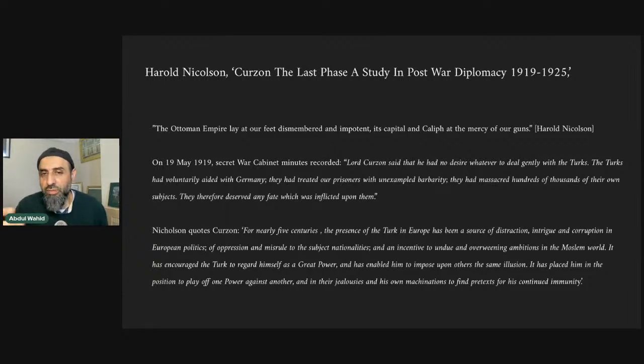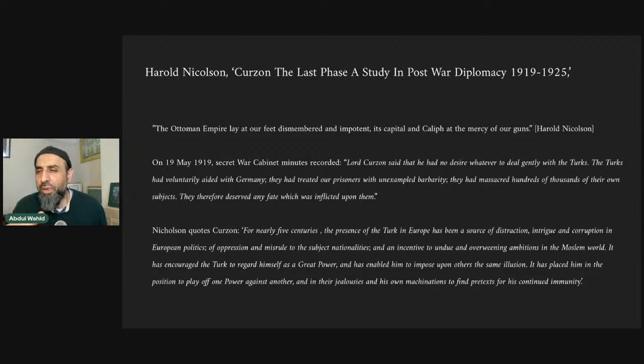All of this is disputed, by the way, by historians in Turkey, to the extent that it's being presented, and therefore they deserved any fate that was inflicted upon them. So, a very vengeful attitude by Curzon. Curzon also was quoted as having said, for nearly 5 centuries, the presence of the Turk in Europe has been a source of distraction, intrigue, corruption, and in European politics, of oppression and misrule to subject nationalities.